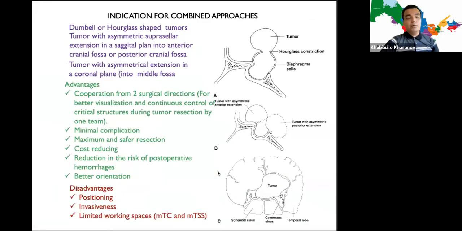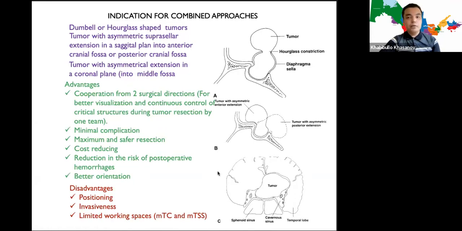A main indication for combined approaches is dumbbell or hourglass shaped tumors with asymmetric suprasellar extension, in the sagittal plane into the anterior or posterior cranial fossa, or tumor extension in the coronal plane into the middle fossa. The advantages of combined approaches are as follows: cooperation from two surgical directions, for example, adaptive visualization and continuous control of tumor removal stages. If a tumor is removed by one team, for example the endoscopic transsphenoidal team, the transcranial team can mark and show control of tumor removal, and it helps preservation of critical structures. That's why there are minimal complications and safer, maximal resection.